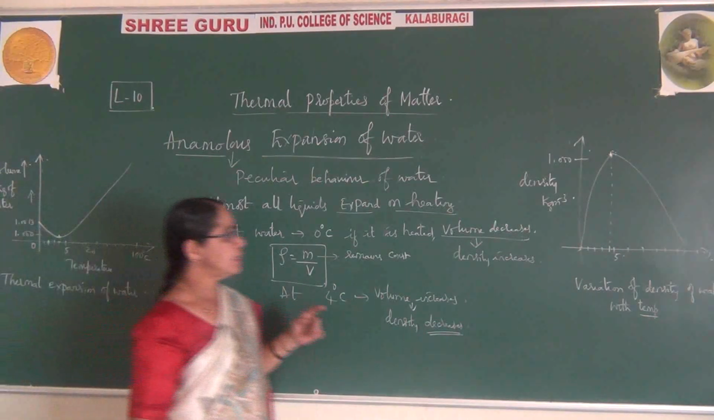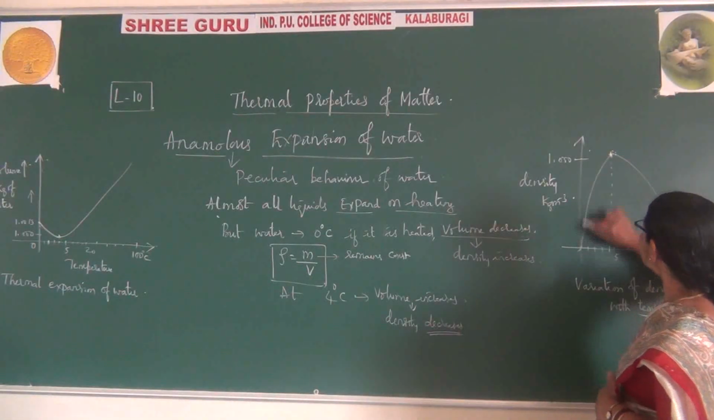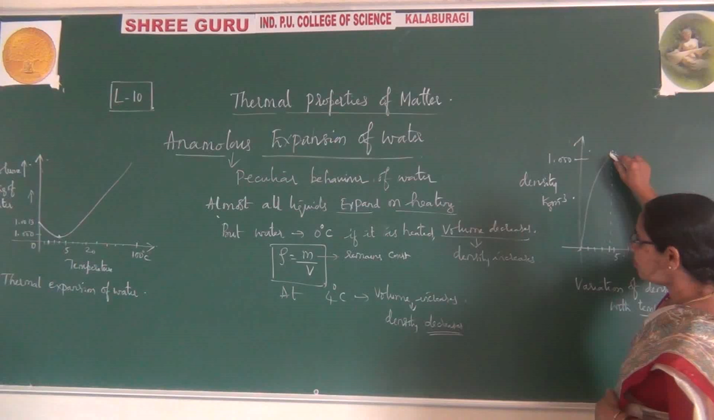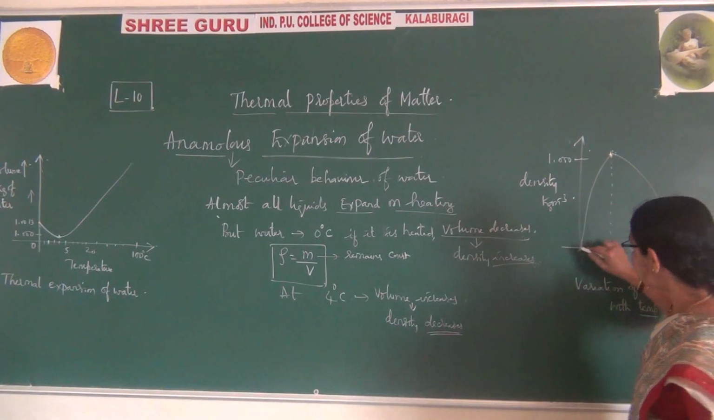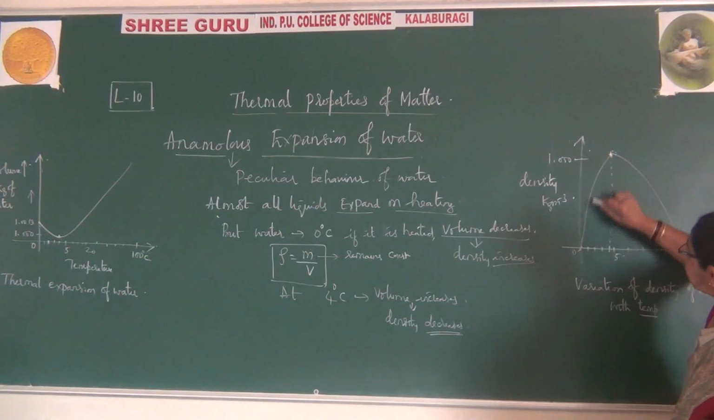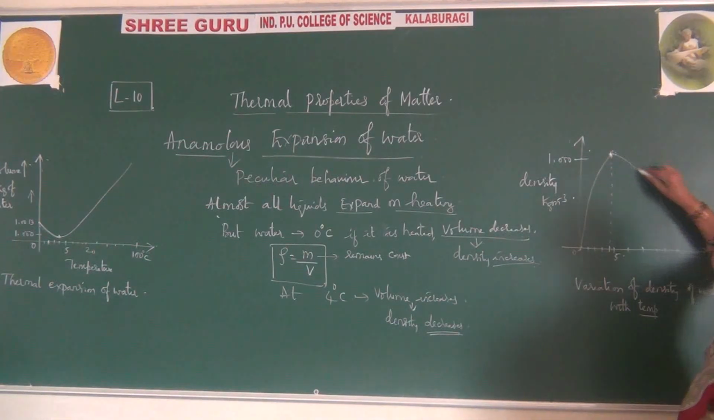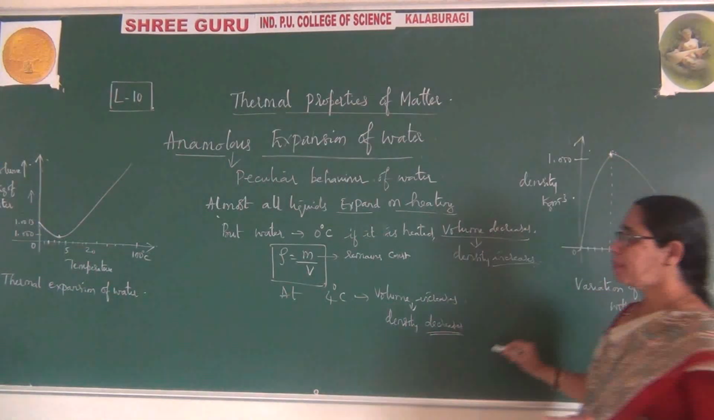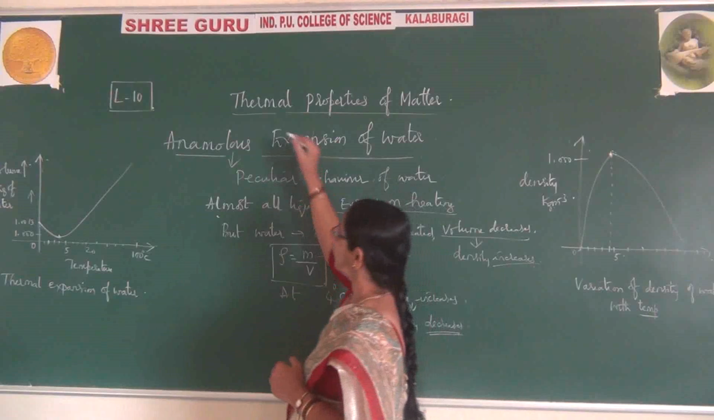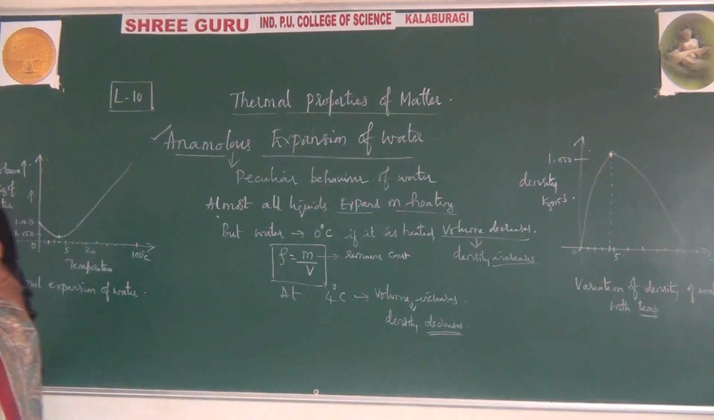Now this density you are observing here goes on increasing from 0 degrees centigrade up to what? Up to 4 degrees. Once it reaches here, it goes on decreasing. So we just remember this concept, this peculiar behavior of water. We call it the anomalous expansion of water, and I will explain one practical application.